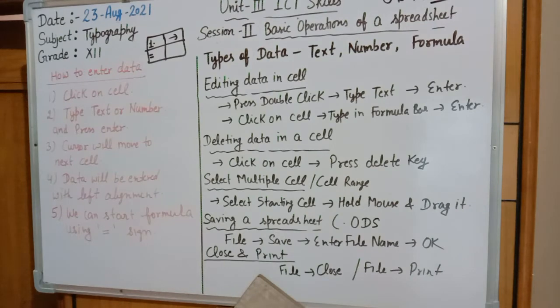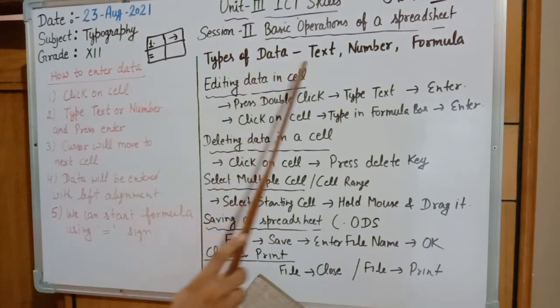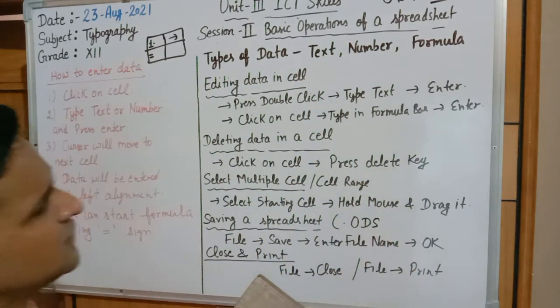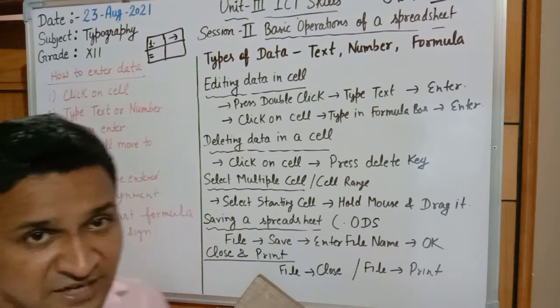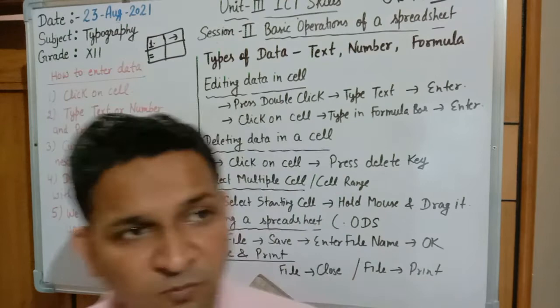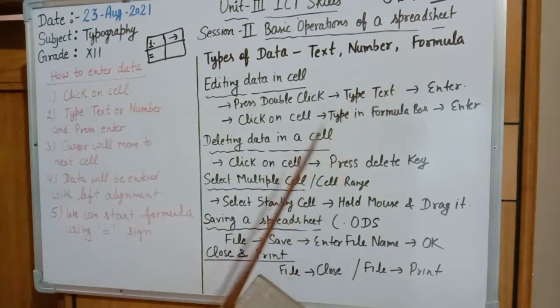Next is types of data. Data can be entered in the form of text, number or formula. Three types of data can be entered in a cell. Either it can be a text, or a number, or a formula that will start with the equal to sign.